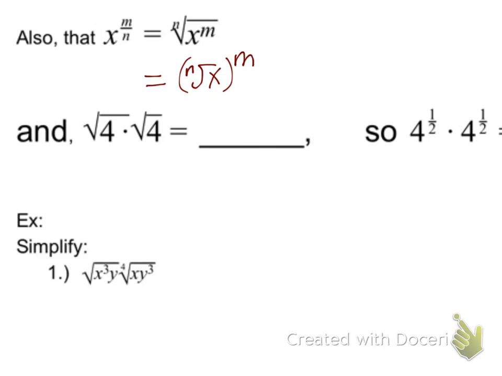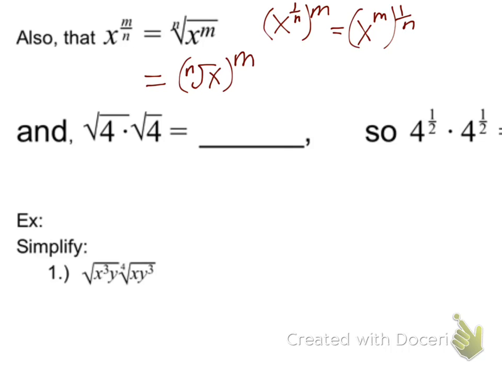Where do I get these from? I get both of those from the fact that x to the m over n can be broken apart. I can break it up using power of a power because I have to multiply, right? So x to the 1 over n, to the m, is equal to x to the m, to the 1 over n.